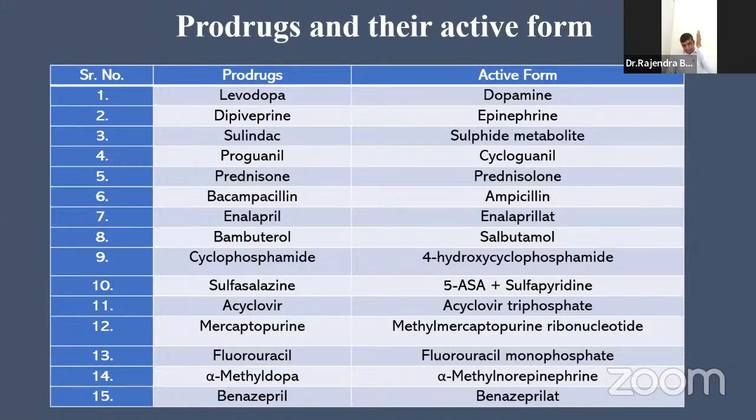Again, there is quinalaprilat. Okay, only 2 ACE inhibitors don't have the prodrug, means they don't have the active form. That is captopril and lisinopril.